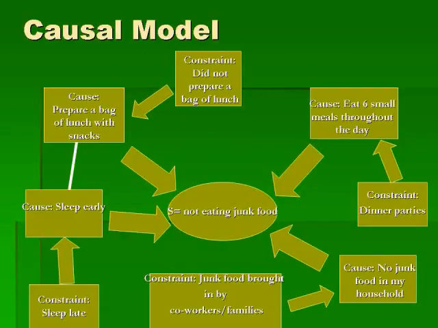This slide illustrates my causal model. It shows my constraints and my causes and the relationships that they may have between each other. For example, my cause to prepare lunch with snacks is related with the cause to sleep early. If I sleep early, then I will be able to prepare a bag of lunch. This model also shows all of my constraints and which causes it relates to. And in the center, it shows my main goal, which is not eating junk food.